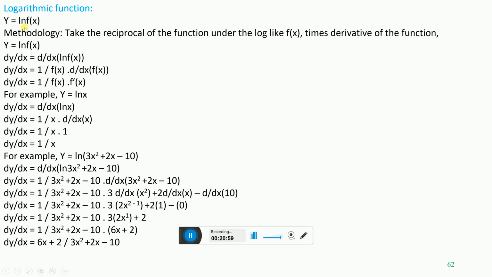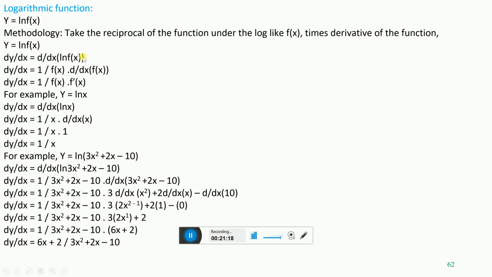To find the derivative of this function, first I will take the reciprocal of the function. So y is equal to log f of x. dy over dx is equal to d over dx of log f of x. So in the very first step, we will take the reciprocal of the function which is under the log.